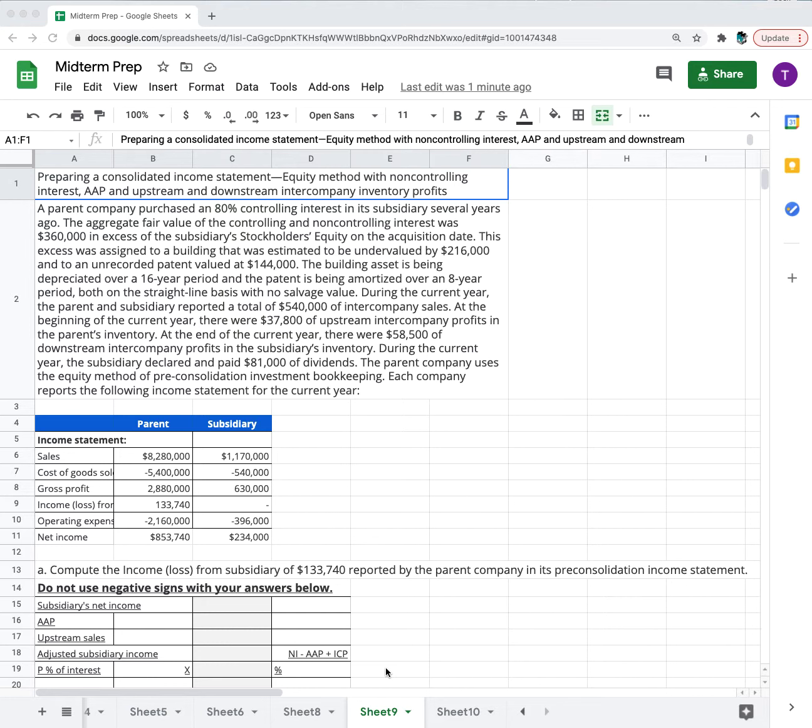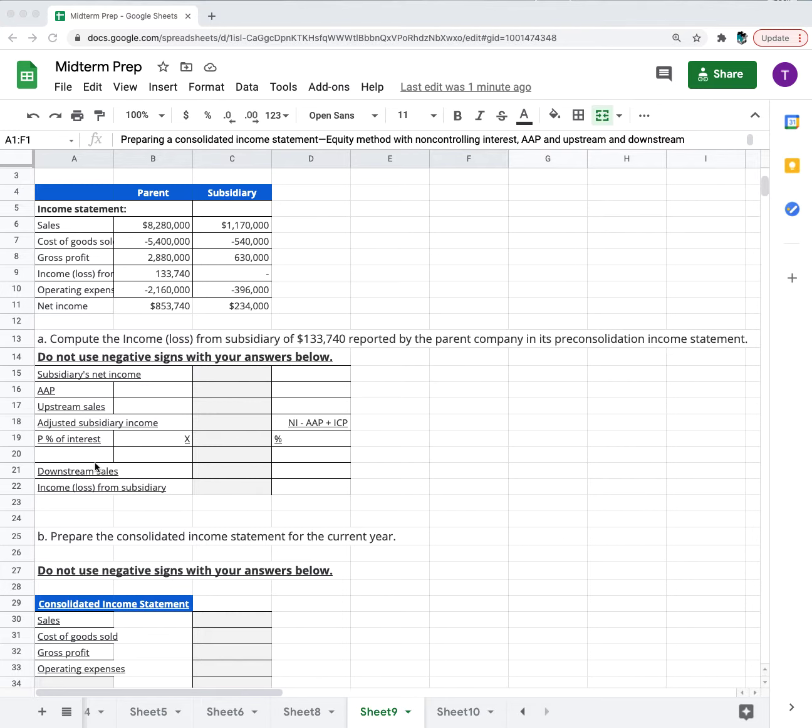During the current year, the subsidiary declared and paid $81,000 of dividends. The parent company uses the equity method of pre-consolidation investment bookkeeping. Each company reports the following income statement for the current year. And then we have the income statement here.